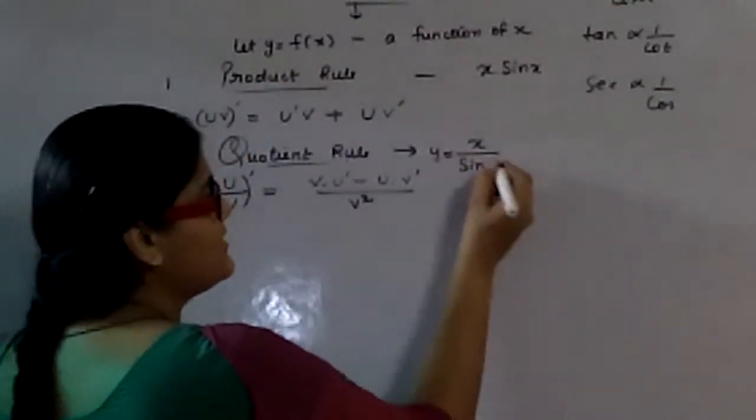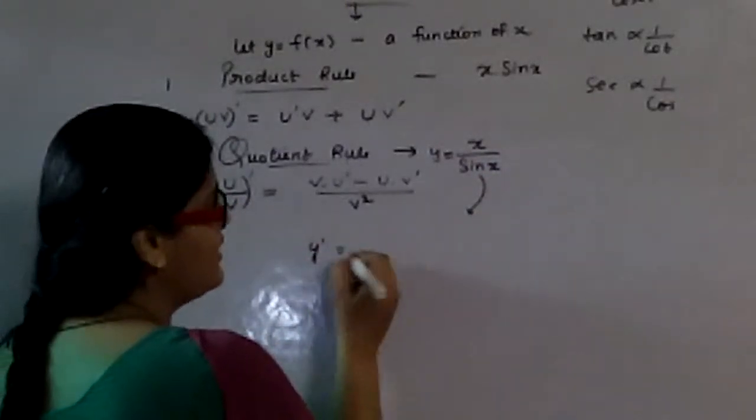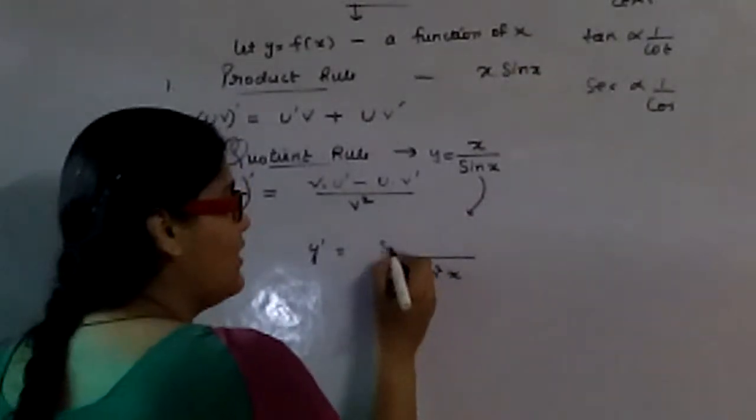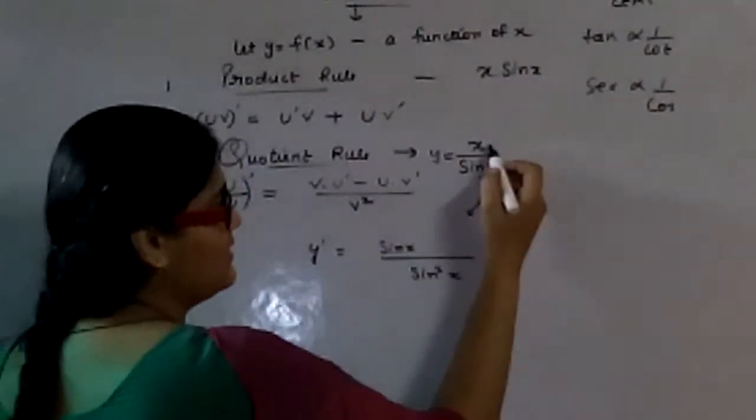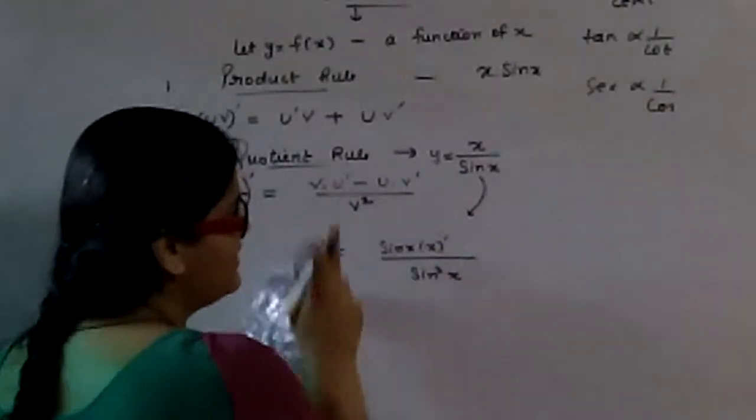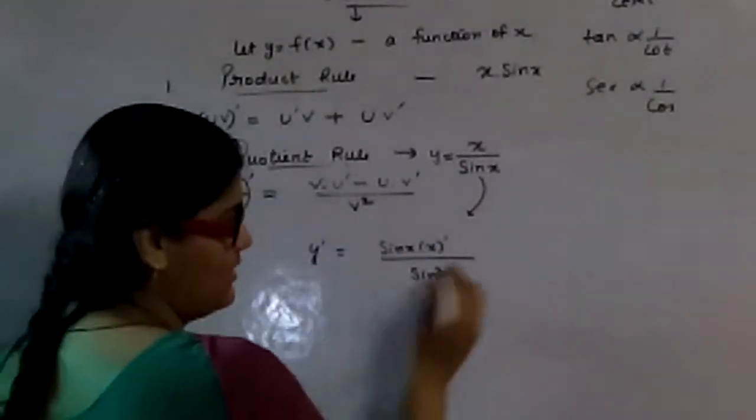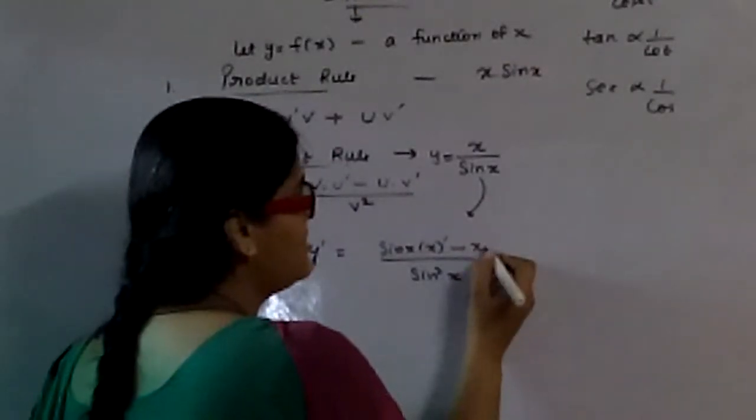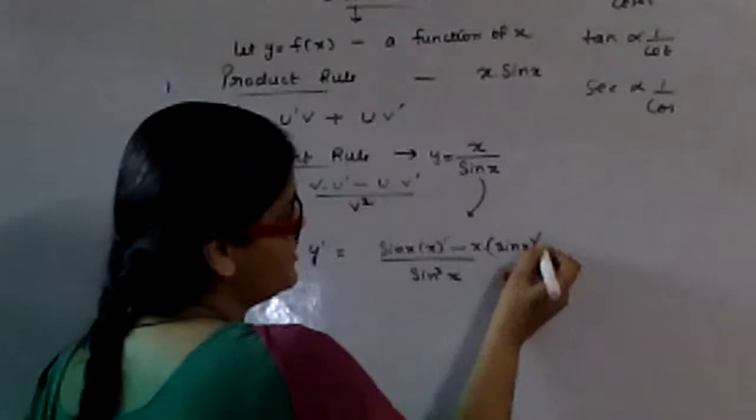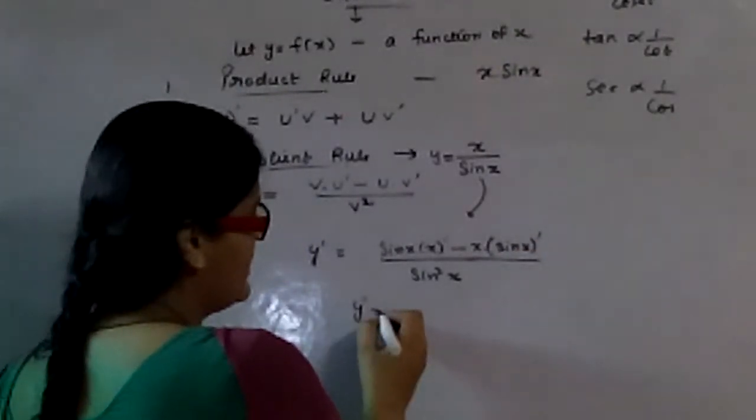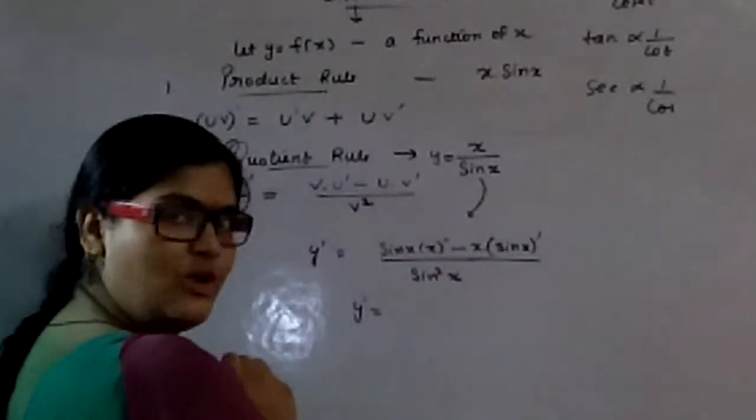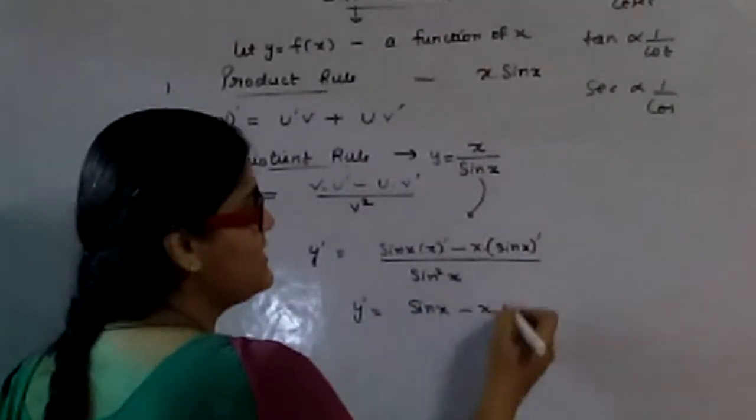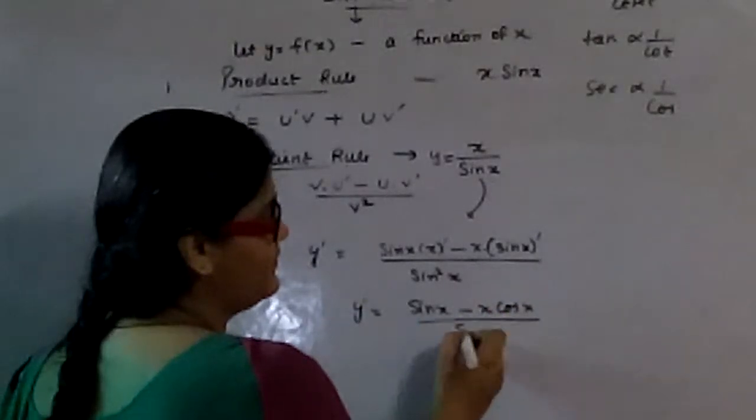If you have to differentiate this, okay? So what you have to do is squaring the denominator, keep denominator constant, and take the differentiate of numerator minus what? Take numerator as it is and do the differentiation of denominator. So what you get is denominator differentiation of x is 1, so we get sin x minus x. Differentiation of sin x is cos x.